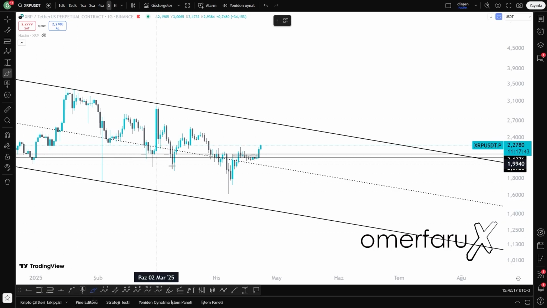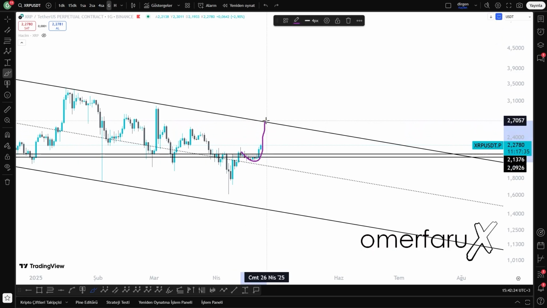The retest here may come to the middle band again. It should provide permanence here so that you can make the price upward movements more easily. But if it cannot provide permanence here, the price starts a new downward movement. We are in very critical regions. I would like to draw the important levels for you.